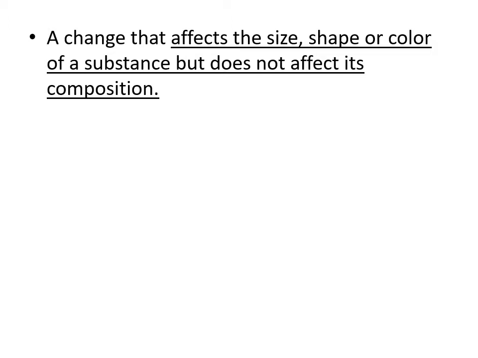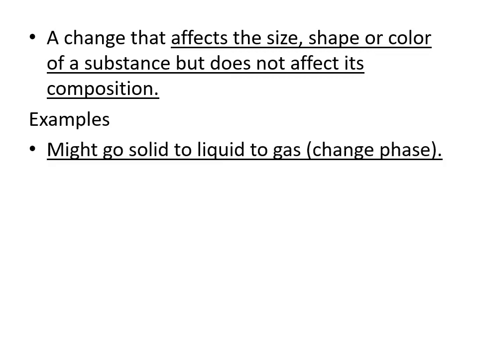Specifically, a physical change is a change that affects the size, shape, or color of a substance, but does not affect its overall composition. So once again, whatever the object is before a physical change, it's going to still be the same thing after a physical change. For example, a phase change, if I'm going from a solid to a liquid or a liquid to a gas.